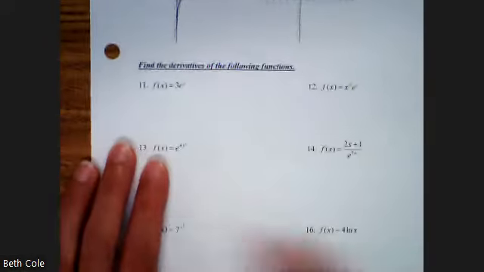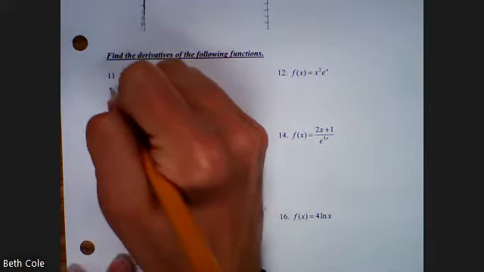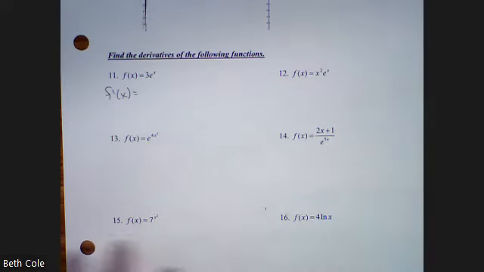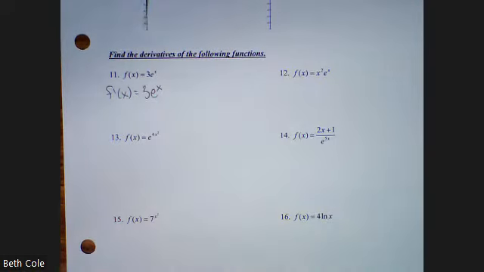All right, we're just going to try a bunch of these. Some of these first ones should go pretty quick. Don't overthink the e to the x ones. Derivative of 3e to the x: 3e to the x, good. No overthinking. Just be happy that it's easy.